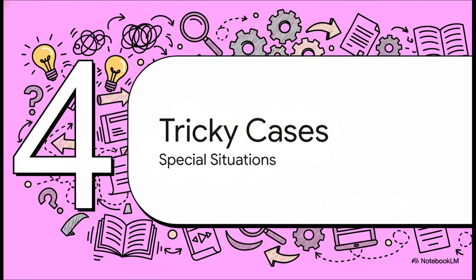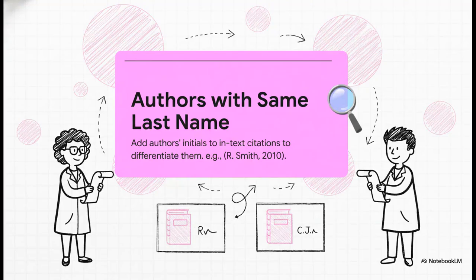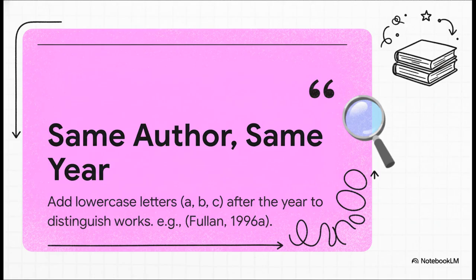So, now that we have the core system down pat, let's tackle a few of those weird, tricky little situations that always seem to pop up and cause confusion. Okay, what do you do if you're citing two totally different researchers who just happen to have the same last name, like Smith? Simple. In your in-text pointer, just include their first initial. That immediately tells your reader that R. Smith is a different person from, say, C.J. Smith. No confusion necessary.